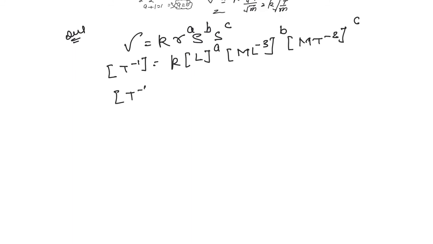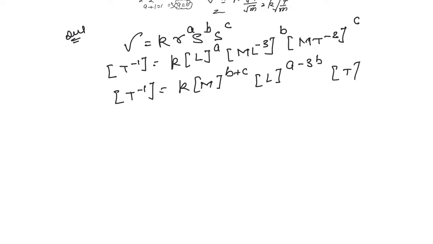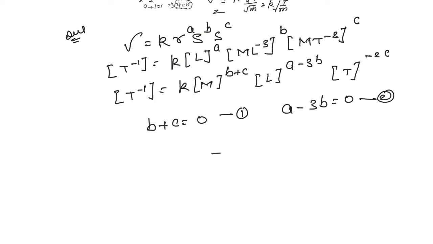So T^-1 equals k. M is raised to power b plus c, L raised to power a minus 3b, and T raised to power minus 2 times c. Now if you compare LHS and RHS, you will notice that b plus c is equal to 0, then a minus 3b is equal to 0, and lastly minus 2c equals minus 1. So you can see class, c is equal to half.